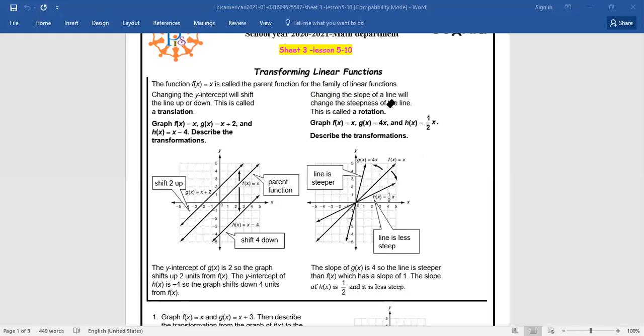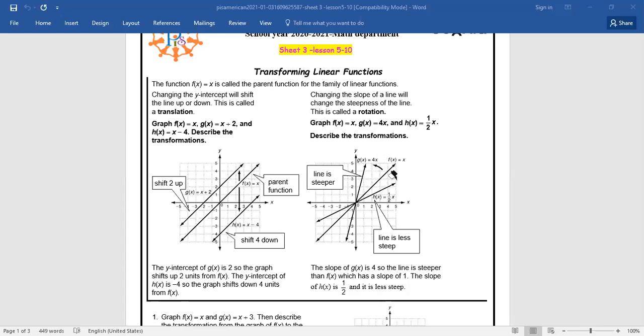Changing the slope of a line will change the steepness of the line, and this is called rotation. If the slope is greater than 1, this one is steeper. If it's less than 1, it is less steep. So how many types did we study till now? 2. The first one is translation. What do you notice when you have a translation?